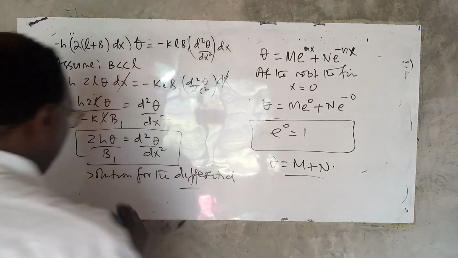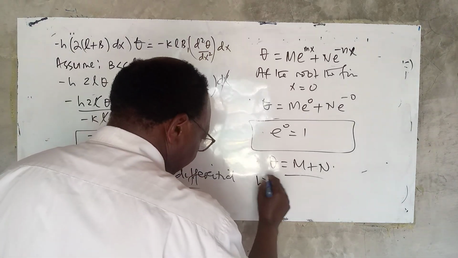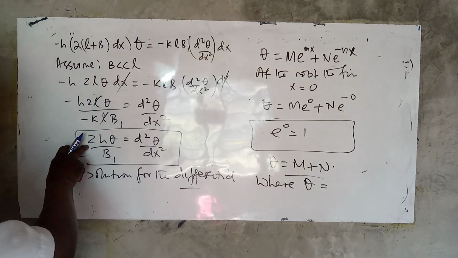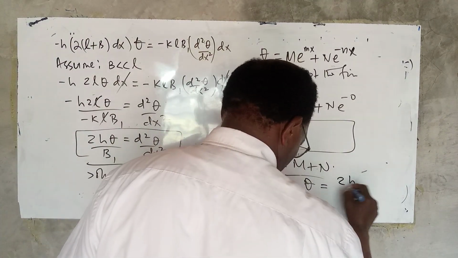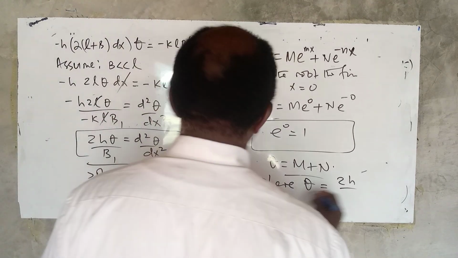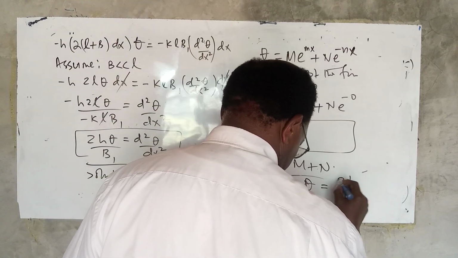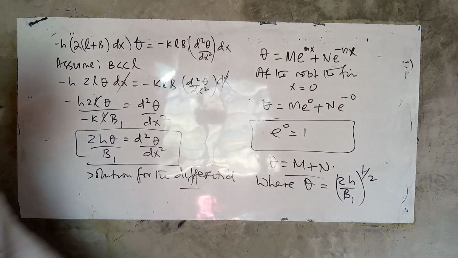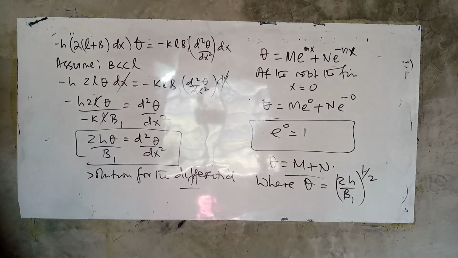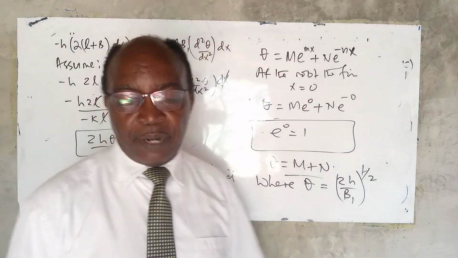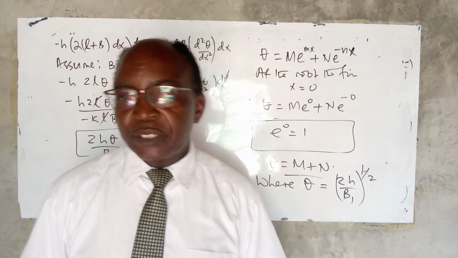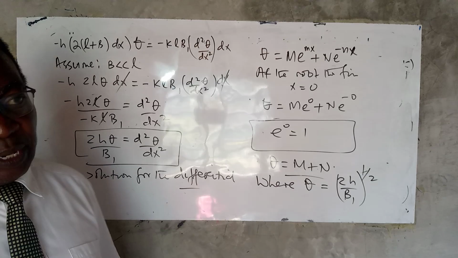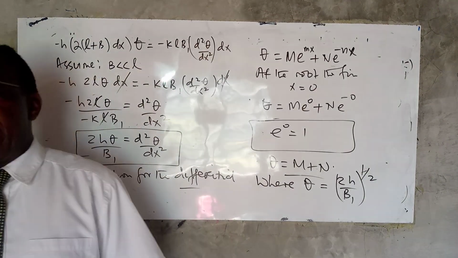Where m, remember, very important, is the square root of 2h over b1. So you can compute these particular expressions. That's the direction for computing the heat transferred in a cooling fin. We are going to pick up from there next time.